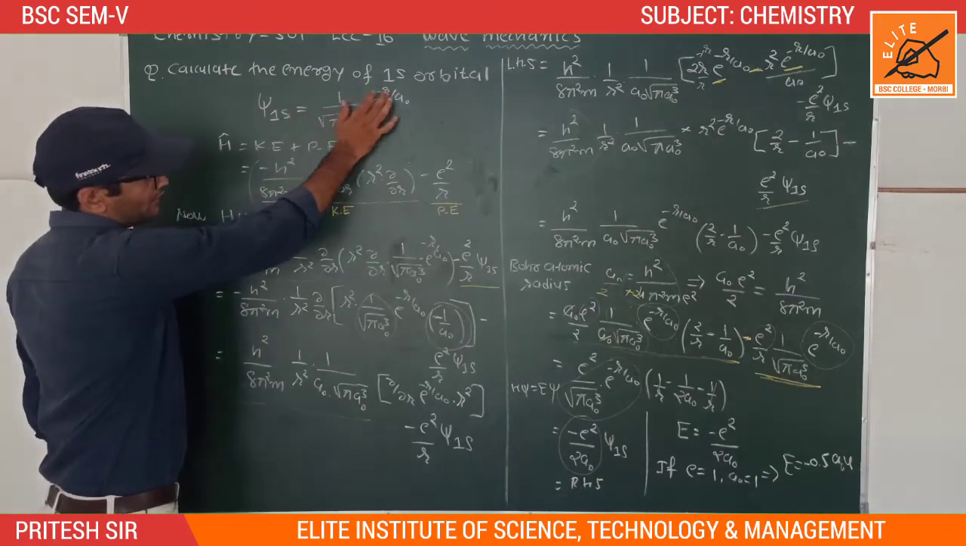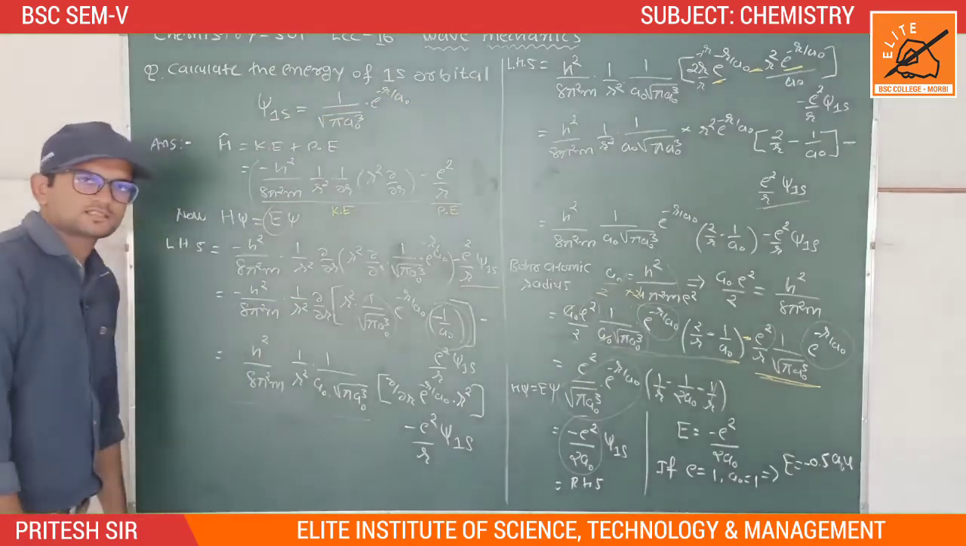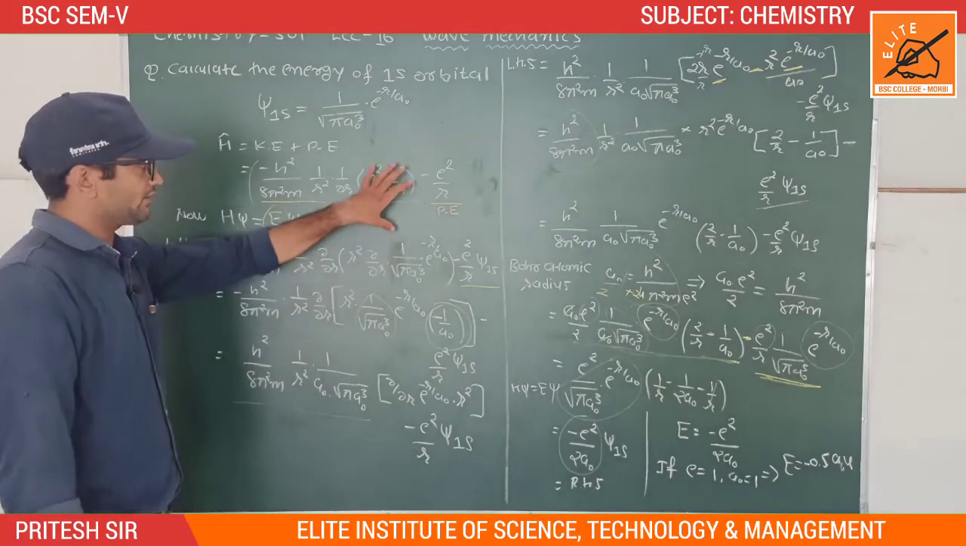Calculate the energy of the 1s orbital, function is given. So first, write the Hamiltonian operator for polar coordinates.